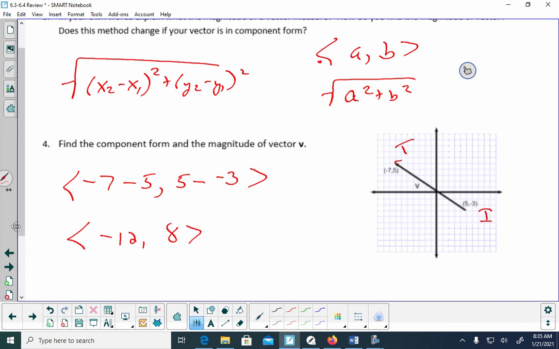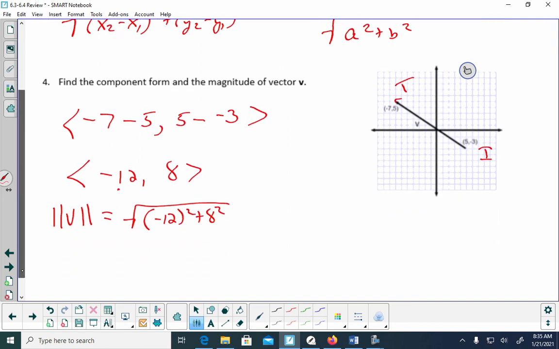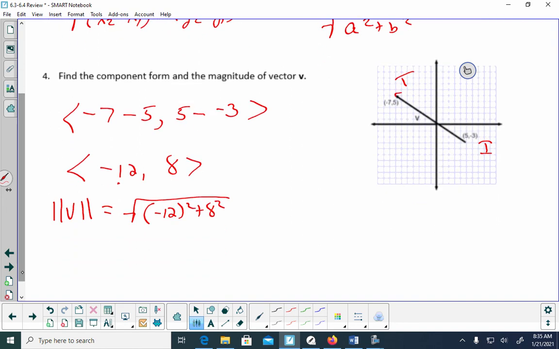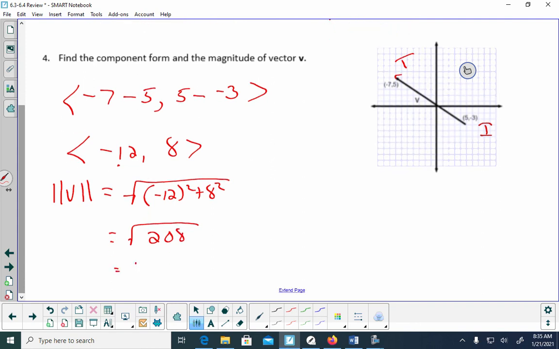That's the component form. Now to find the magnitude, I'm just going to do this. So the magnitude of v, remember those double lines mean magnitude, is going to be the square root of negative 12 squared plus 8 squared. And when I do that, I get the square root of 208. I could leave it like that. Or I know that 208 is 16 times 13, so square root, and I get 4 times the square root of 13. Either one of these answers is acceptable.